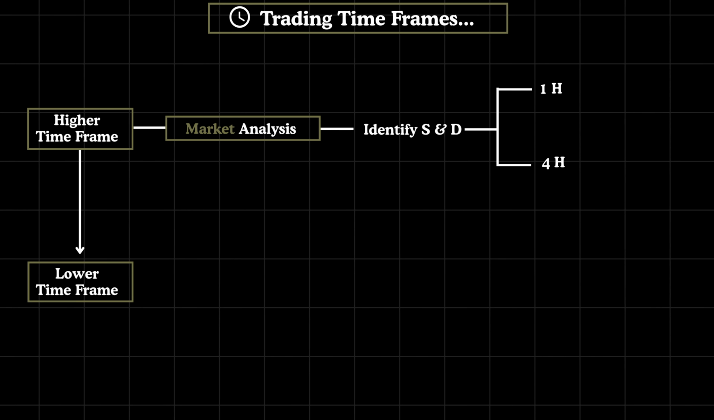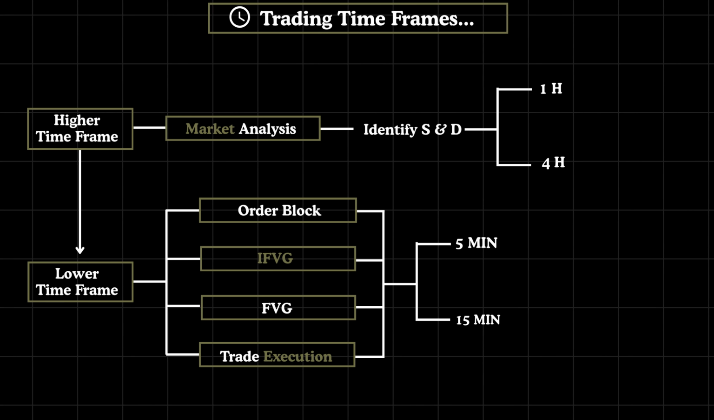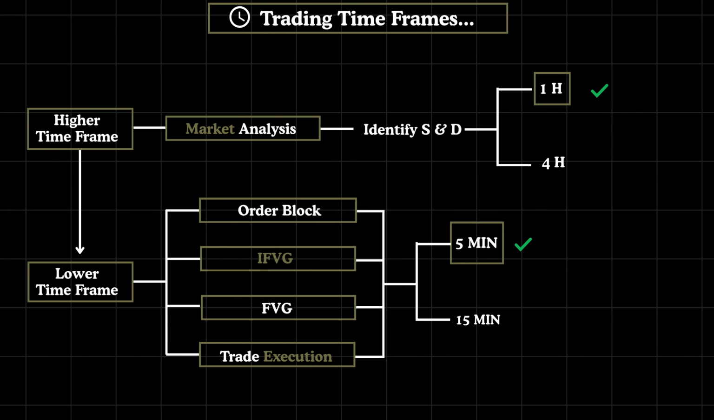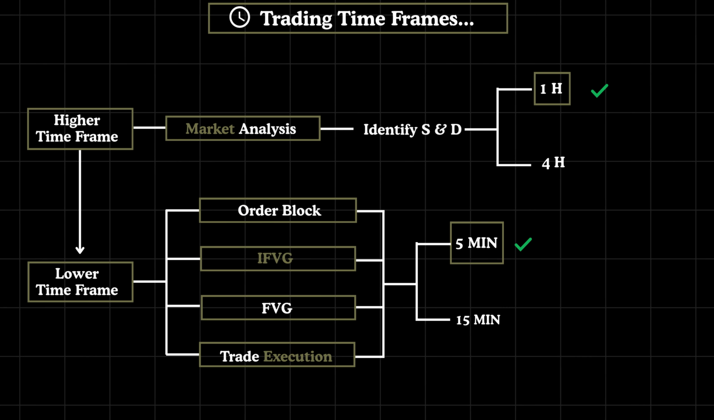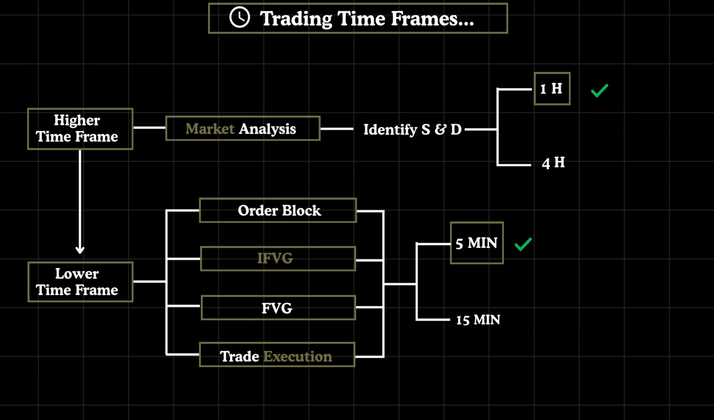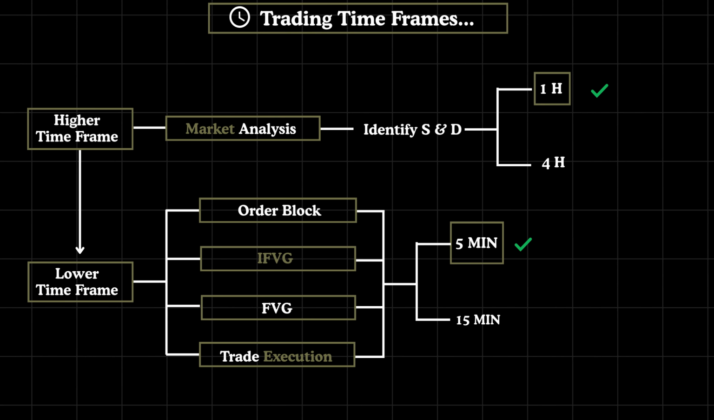Then, drop down to a lower time frame to zoom in for entry signals and confirmation, typically on the 15-minute or 5-minute charts. If you prefer working with the 1-hour chart to spot supply and demand, and then move down to the 5-minute for entries, you'll notice the 1-hour generates more frequent patterns compared to the 4-hour, which can be beneficial for active traders.